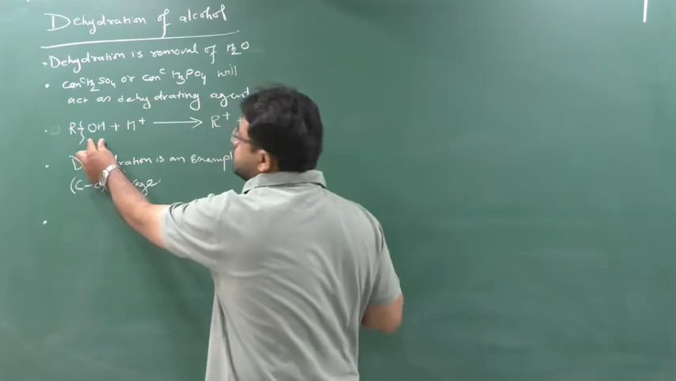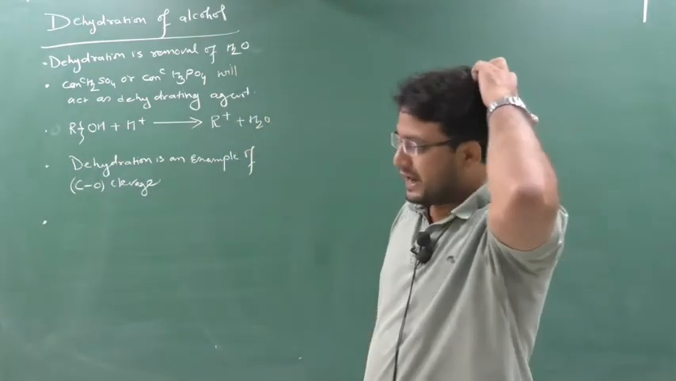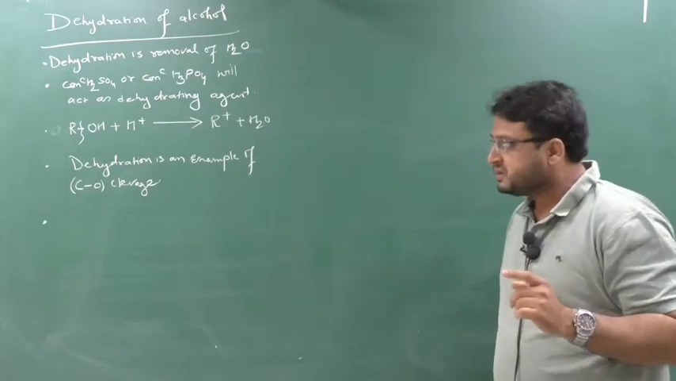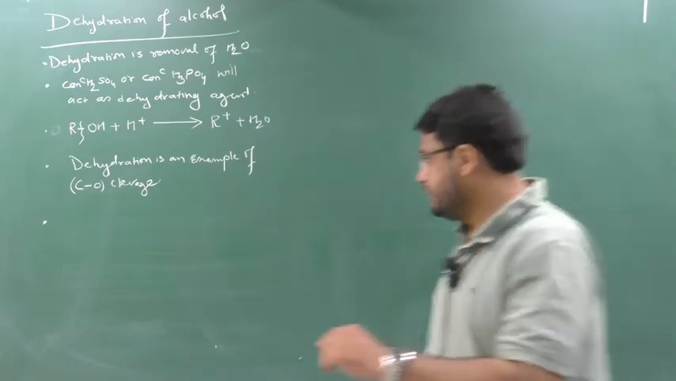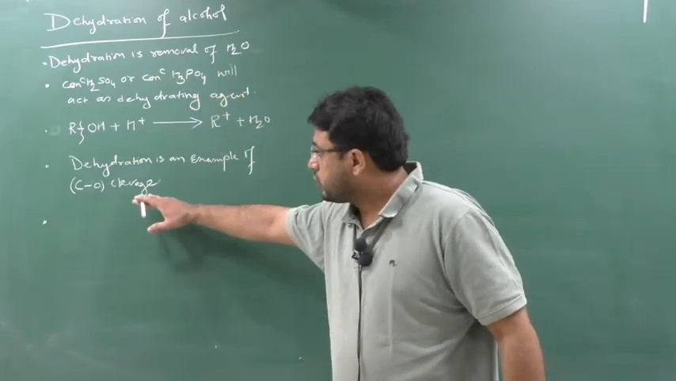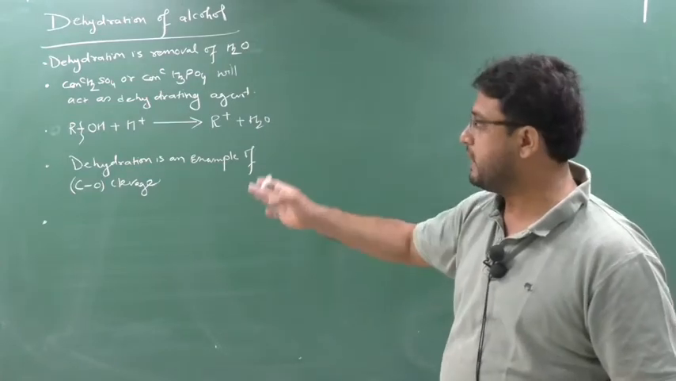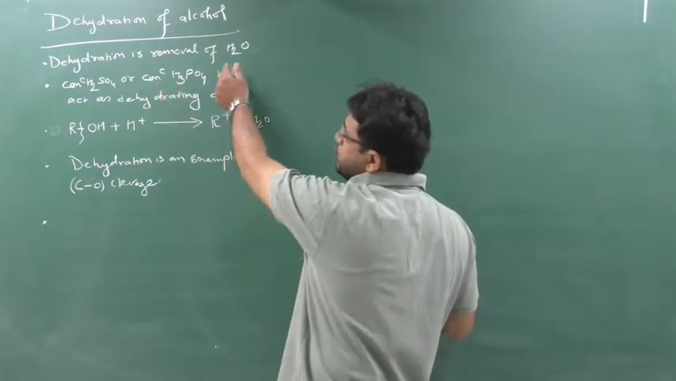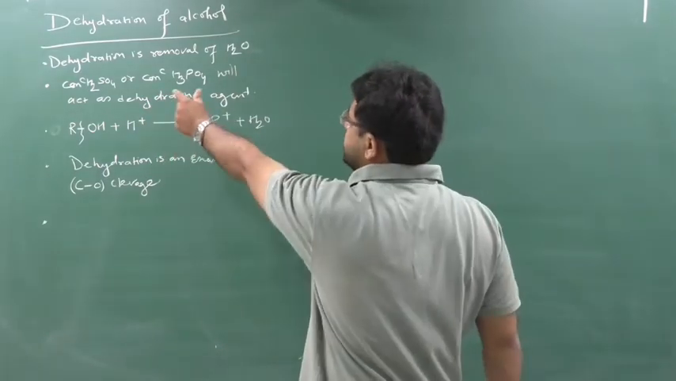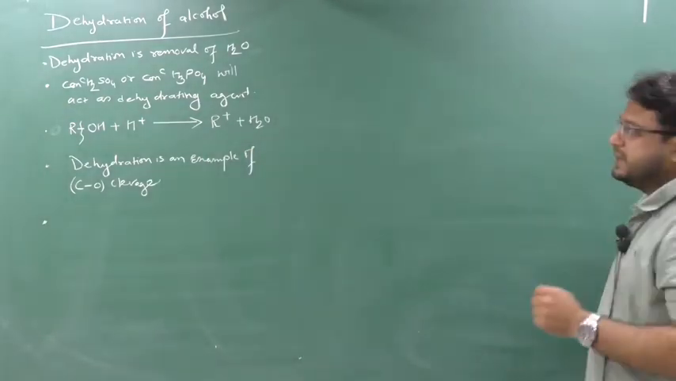Point number two. Here I have to remove this OH, and you know, students, OH is not a good leaving group. Last class also I explained that OH is not a good leaving group. So what to do here? If you understand all my points, you can understand the mechanism easily, so I am telling one by one. First, dehydration is the removal of water. Concentrated sulfuric acid or concentrated H3PO4 will act as a dehydrating agent.